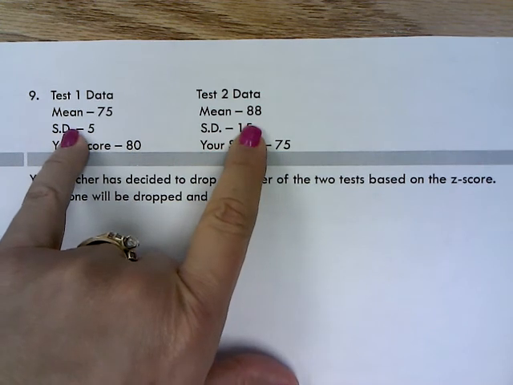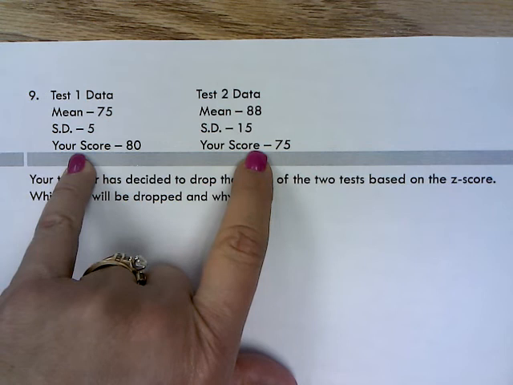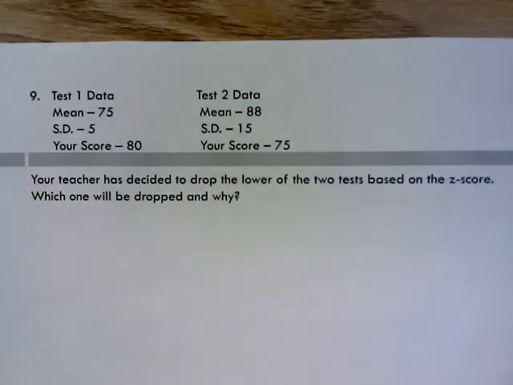The average on test 1 was a 75, the standard deviation was a 5, and you had an 80. On test 2, the mean was an 88, the standard deviation was 15, but your score was a 75. So I told you I would drop the lowest test based on the z-score, but you're going to have to tell me which test I'm dropping. So, which one?